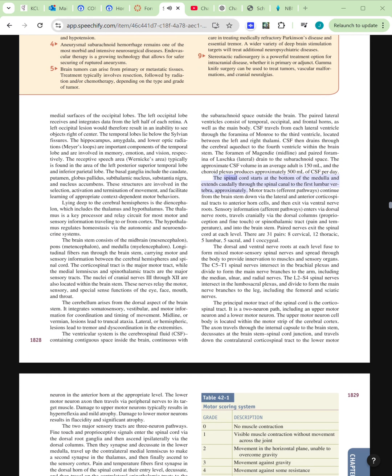The approximate CSF volume in an average adult is 150 ml, and the choroid plexus produces approximately 500 ml of CSF per day. The spinal cord starts at the bottom of the medulla and extends caudally through the spinal canal to the first lumbar vertebra, approximately.